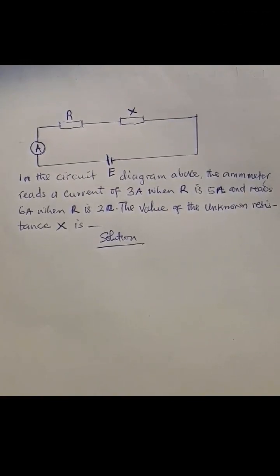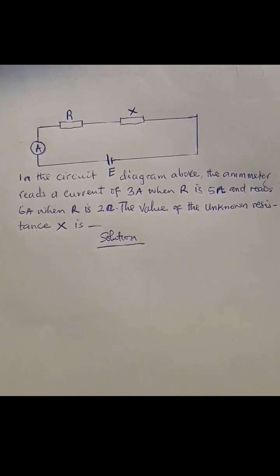We have a question before us and the question reads: in the circuit diagram above, the ammeter reads a current of 3 ampere when R is 5 ohms and reads 6 ampere when R is 2 ohms. The value of unknown resistance X is dash, and we are looking for the value of the unknown resistance. So let's quickly get started.